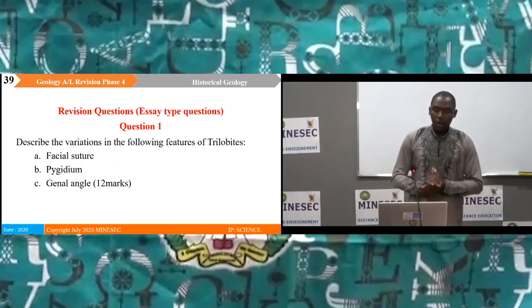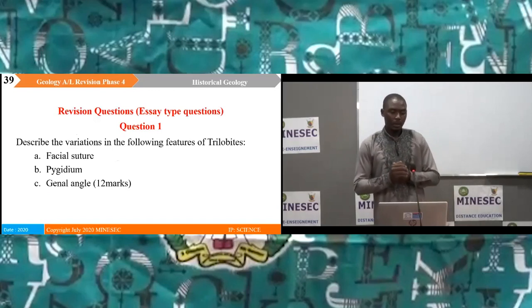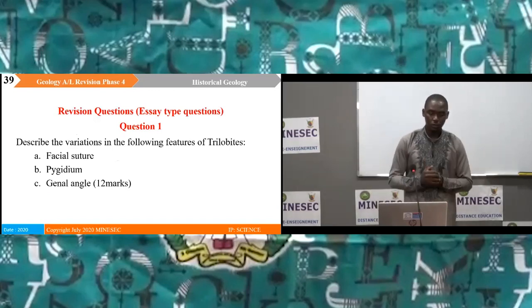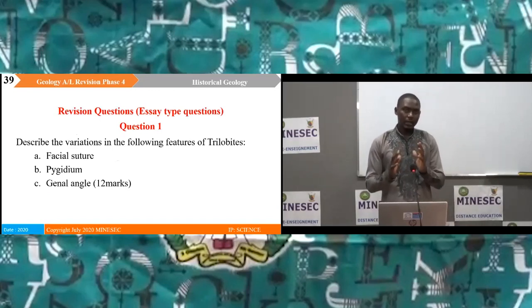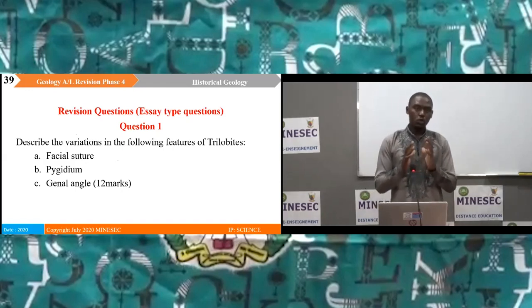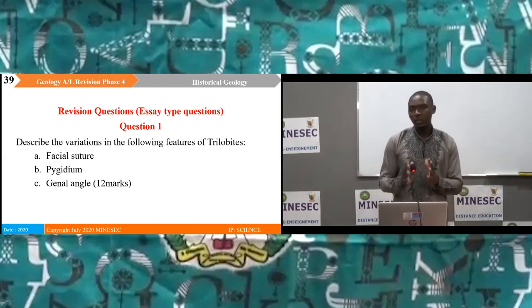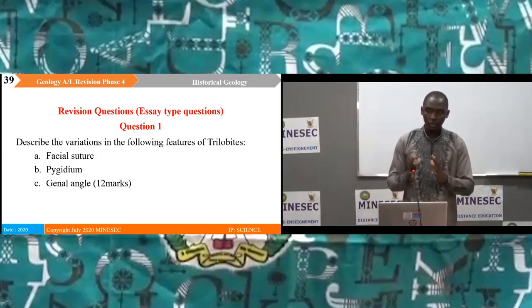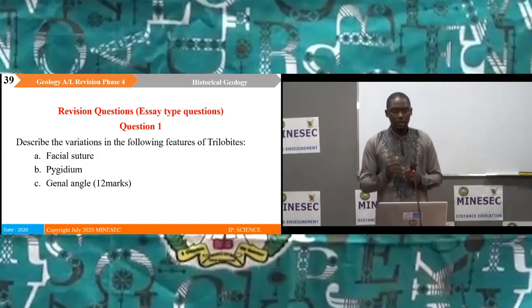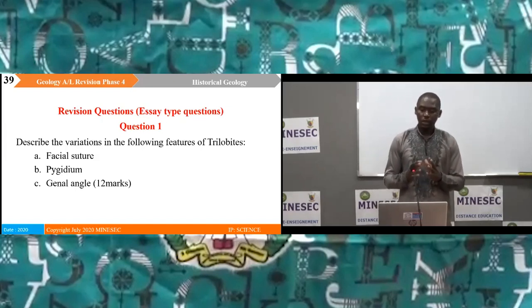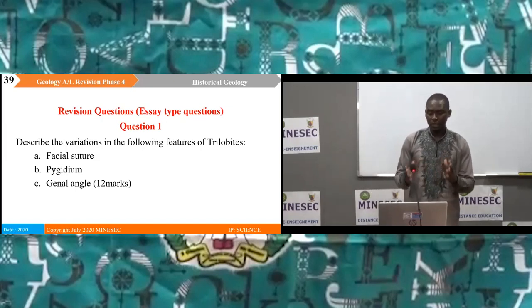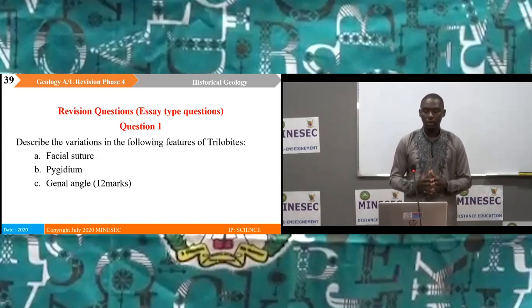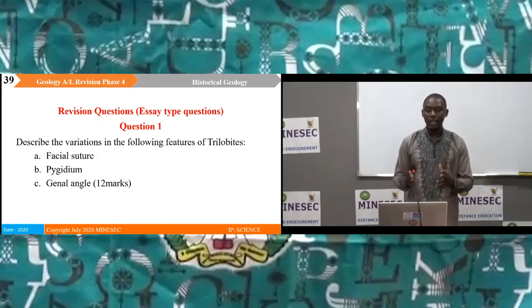We now move to our paper two type revision questions. Candidates are reminded to use illustrations even when not demanded by the wordings of the question. Question one, describe the variations in the following features of trilobites. A, facial suture, B, pygidium, and C, genal angle.